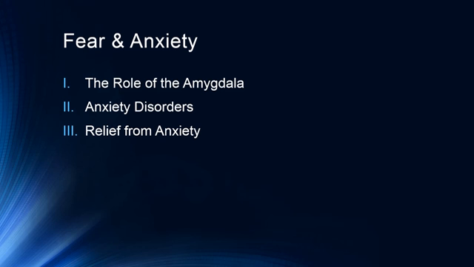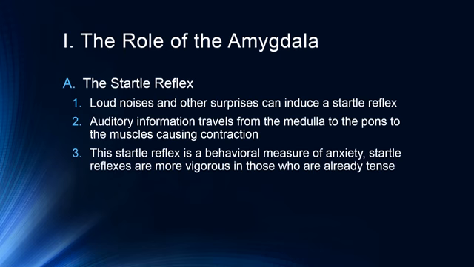So I want to talk first about the role of the amygdala. It seems to be really the most important part of the brain involved in our fear responses. Talk a little bit about anxiety disorders, and then talk about how we can get some relief from anxiety. One of the first things to note with the role of the amygdala is what we call the startle reflex. Loud noises and other surprises can induce the startle reflex, and this starts when we are infants. Certainly loud noises induce this kind of startle in everyone.